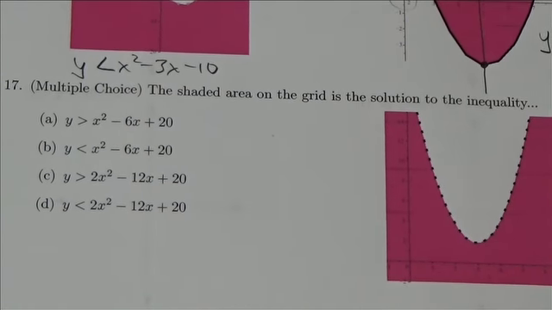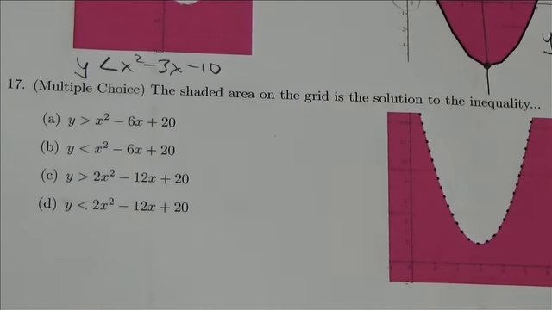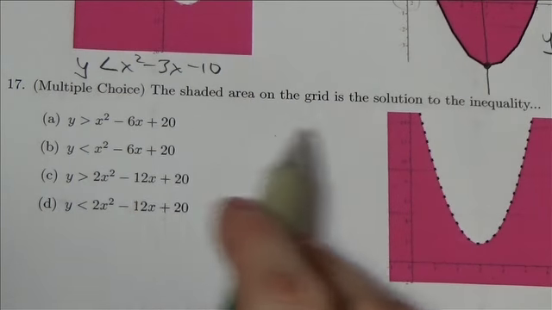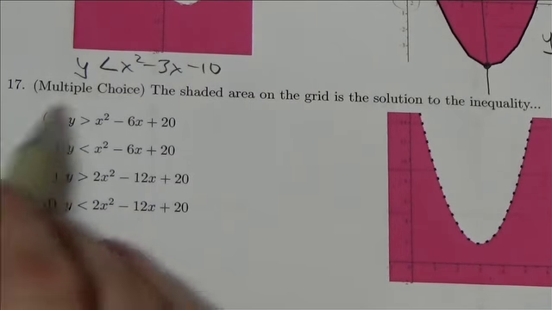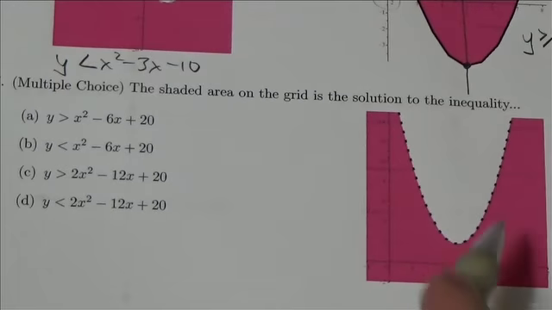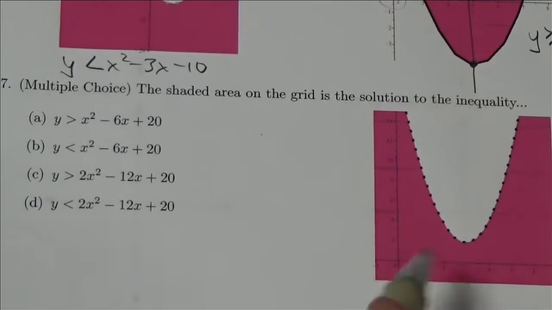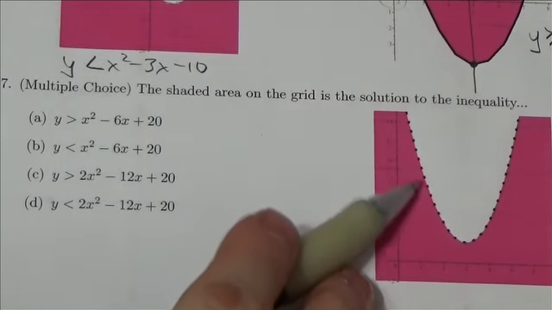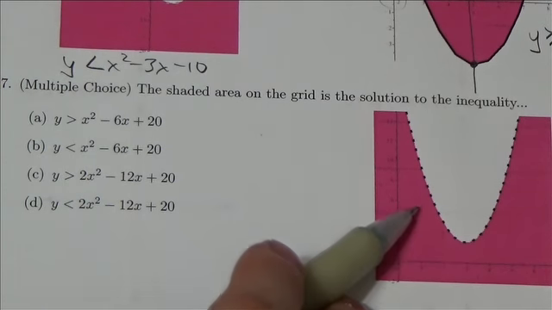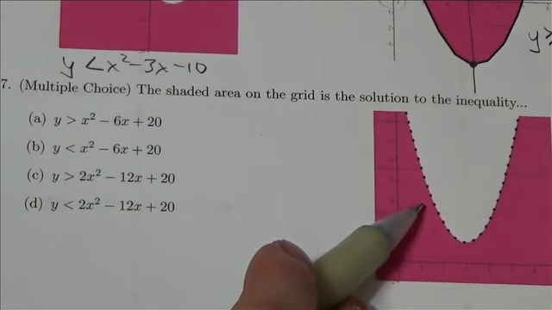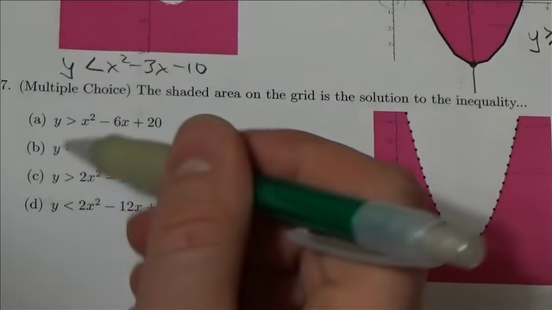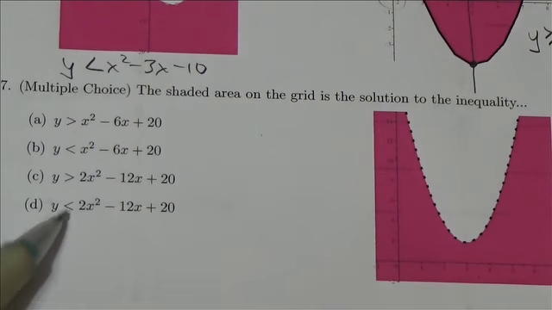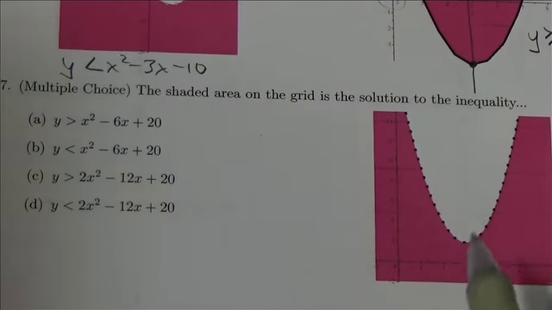All right, question 17 is another multiple choice problem. It says we're going to take a look at which of these equations best matches this graph right here. Well, the first thing I would notice is that this is a dotted line around the parabola, meaning we're not including the equation. But when I look at my options here, all of those options are excluding the "or equal to," so that's not the differentiating feature here.